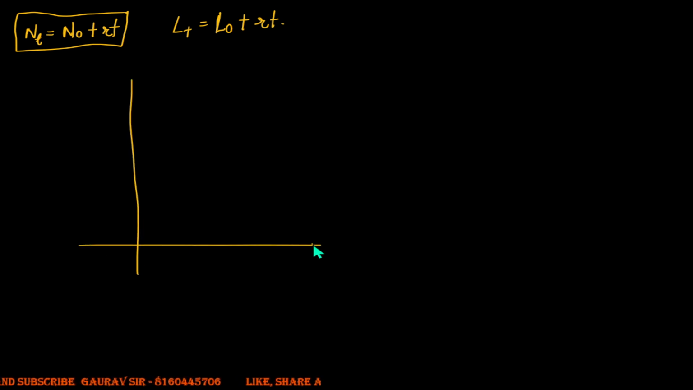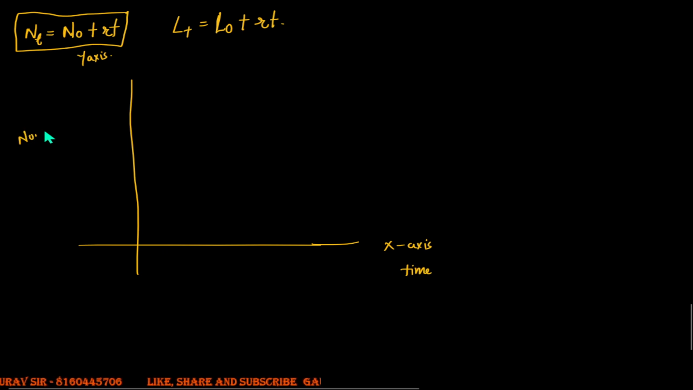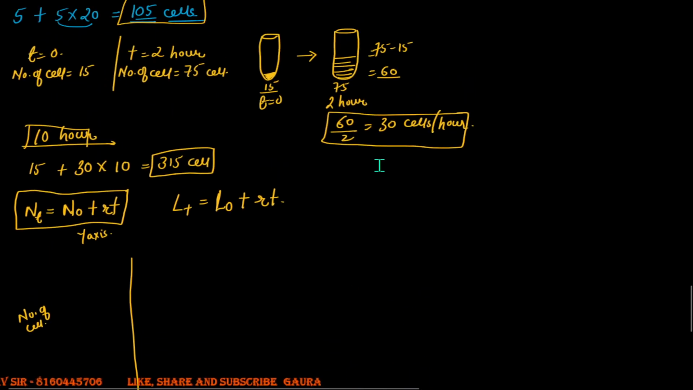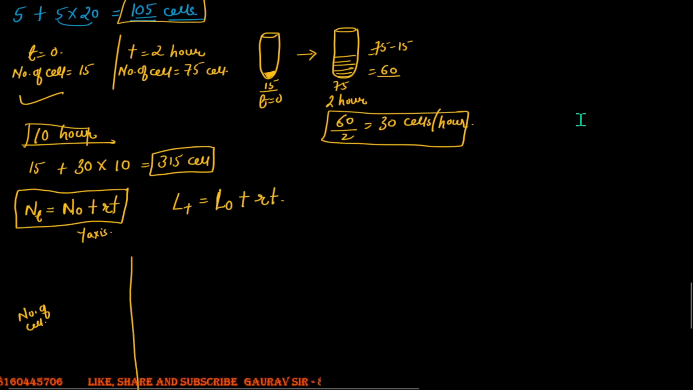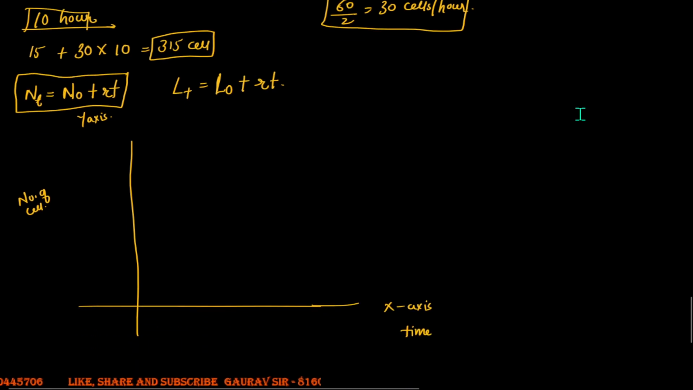And if you were to represent this in a graphical form, let's draw a graph. You've got an x-axis here, then you have a y-axis. On the x-axis, we are going to plot time, and on the y-axis we are going to plot the number of cells. Okay, let's take this example, the number of cells being 15 at time 0. So let's begin with this. You have 1 hour, this is 2, this is 3, 4, 5, 6, 7, 8, 9, and 10.